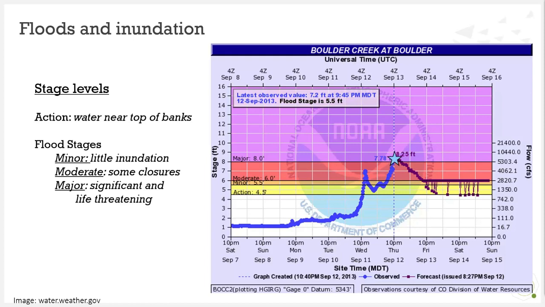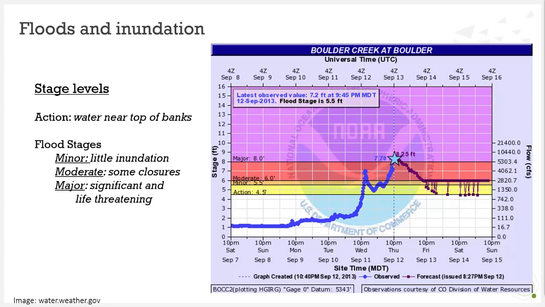At the major flood level, the river flooding is significant to catastrophic and life-threatening. Often there's extensive flooding with some low-lying areas completely inundated and structures that may be completely submerged. This is the stage at which you might have a large-scale evacuation, and it's the one that the Boulder River basically stopped right at.